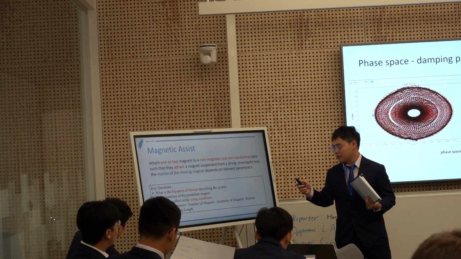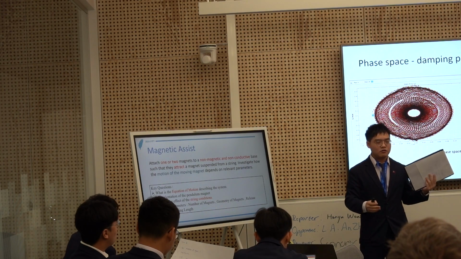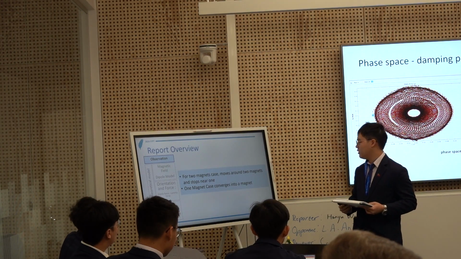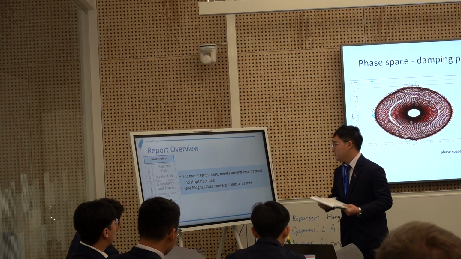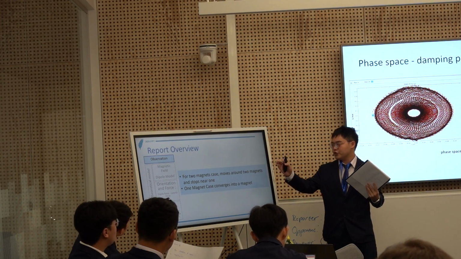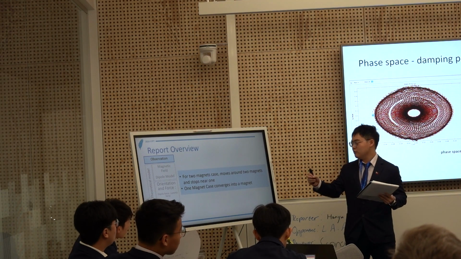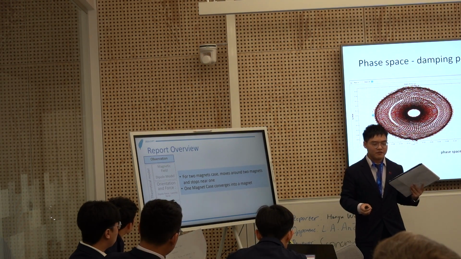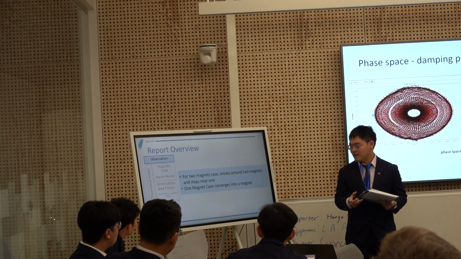And the release conditions, where they have investigated using the fractal basin boundaries and the string length, which they have investigated theoretically. For the reporting overview, they discovered for the 2 magnets case, the motion moves around the 2 magnets and eventually stops near 1. And that is their justification of the use of the fractal basins.